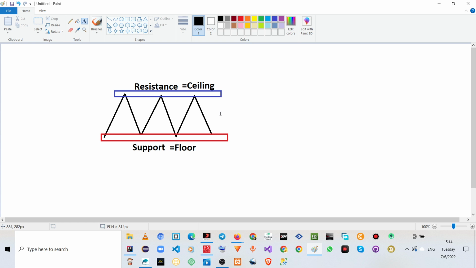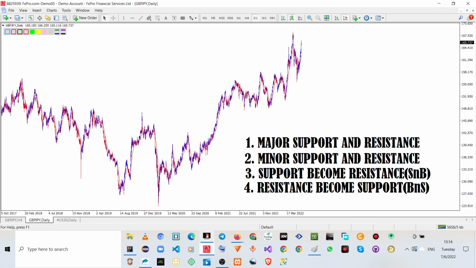So I'm going to be showing you the best strategy that you can use with support and resistance to make profit in the markets, trading GBP/USD and US30. Going back to our MT4 charts, using the first strategy, called the major support and resistance, you are going to need to start from a higher time frame. I've chosen daily as my higher time frame for my major support and resistance.